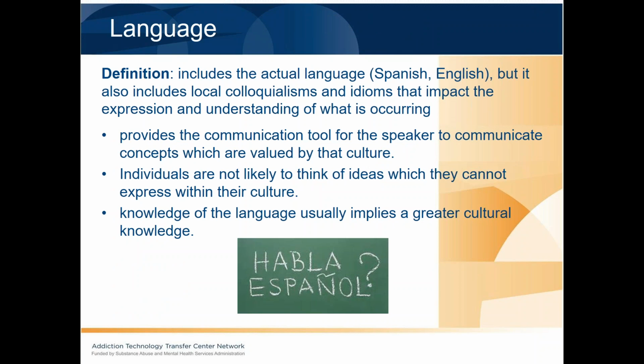This is one of the easiest ones for most agencies because it's very visual. We can say, yes, we're doing it or we're not. And this includes the actual language, but also includes local colloquialisms and idioms that impact expression. So it provides a communication tool for the speaker to communicate. Individuals are not likely to think of ideas which they cannot express within their culture. If I don't have a word for something, it's hard for me to talk about it.